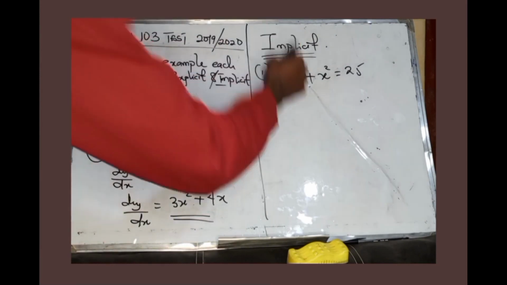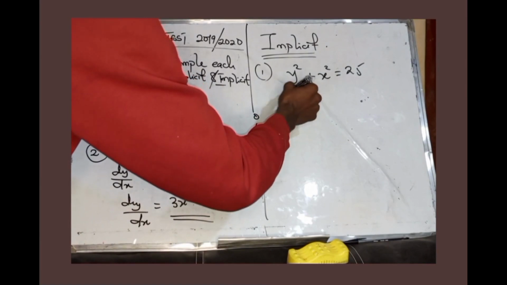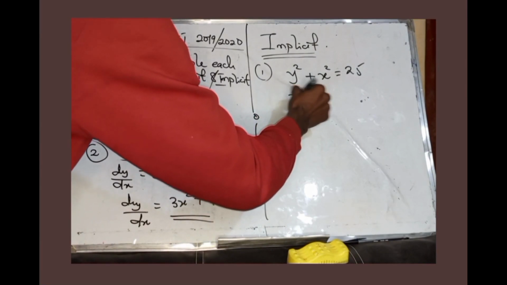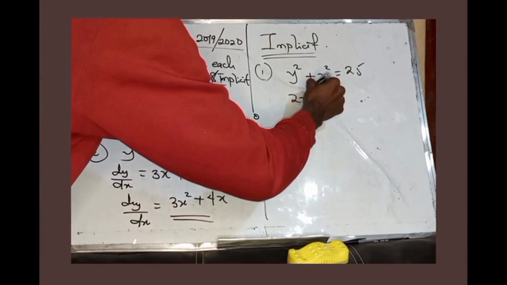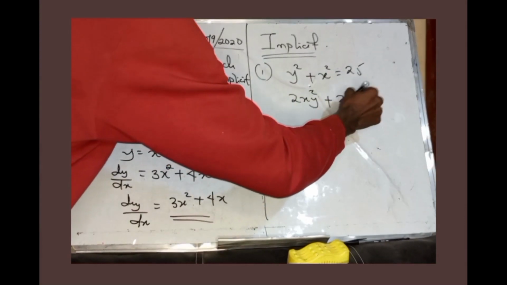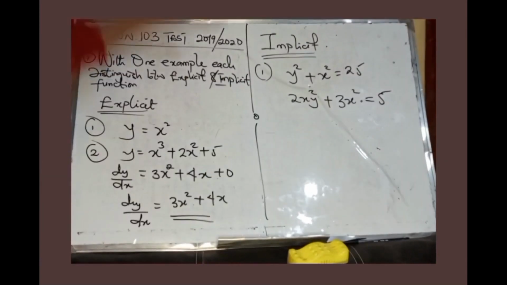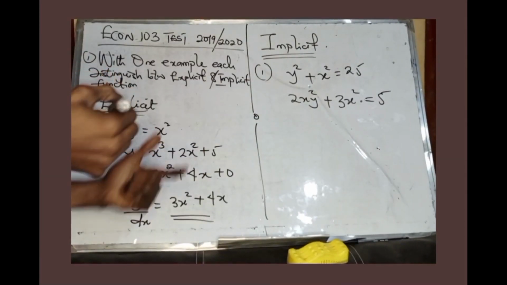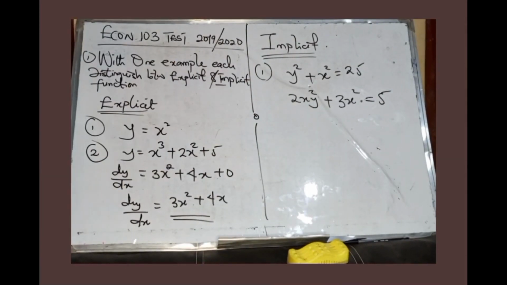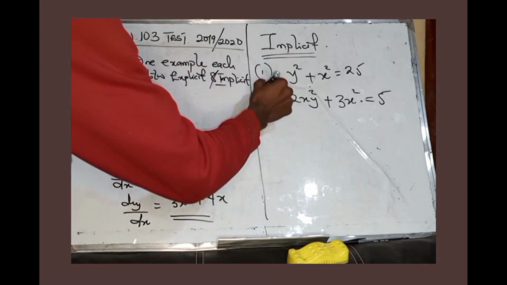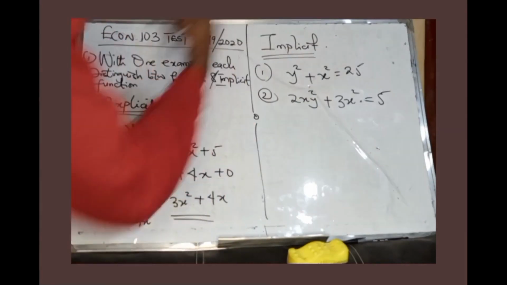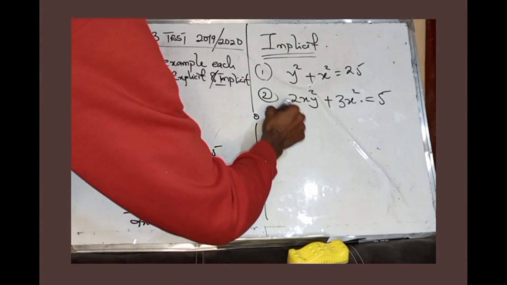Also, for instance, we can have 2xy squared plus 3x squared is equal to 5. This is also an example of implicit differentiation, because we have both x and y mixed up together. This is example 1 and this is example 2. Now let me solve the first one.